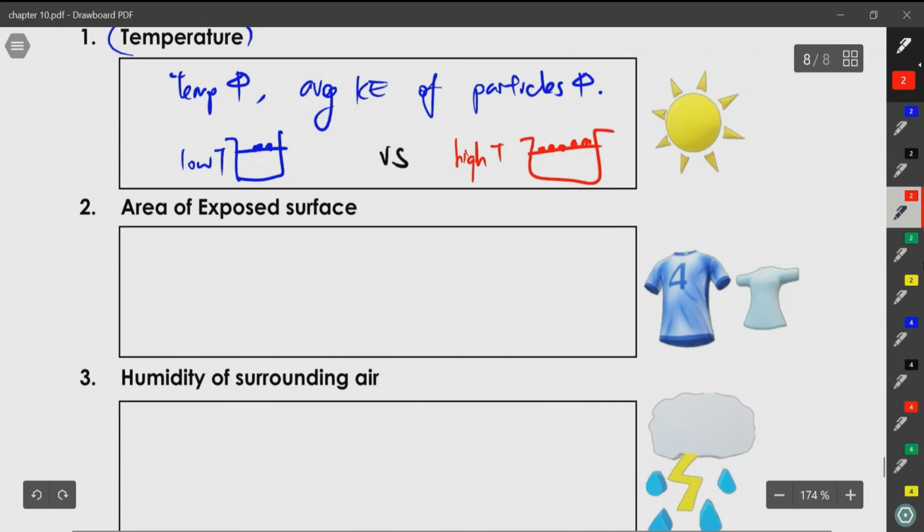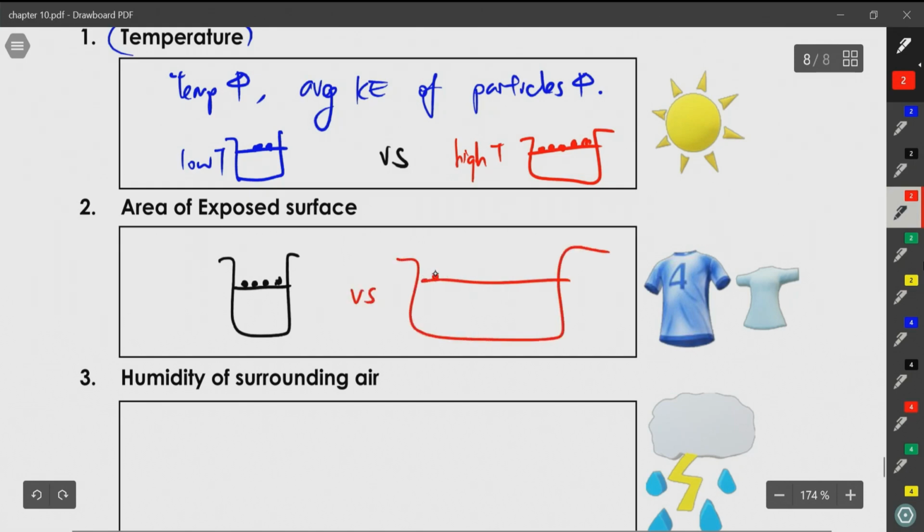Area of exposed surface, also the same thing. Imagine you have this, and in this area of exposed surface you only have 4 particles, versus one that has a large exposed surface. You have much more probability of particles with higher KE residing at the top of the surface.